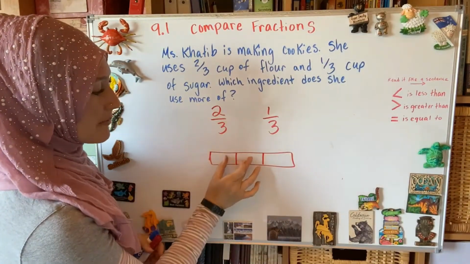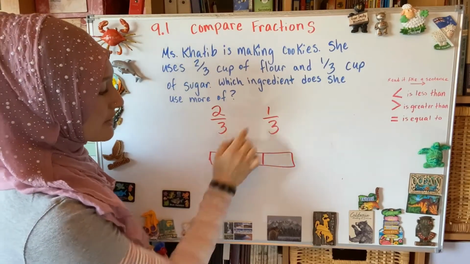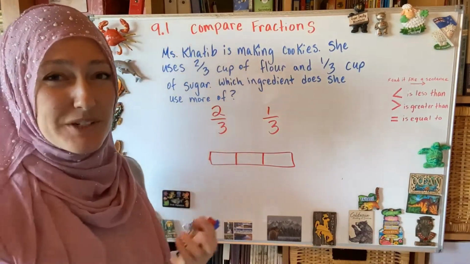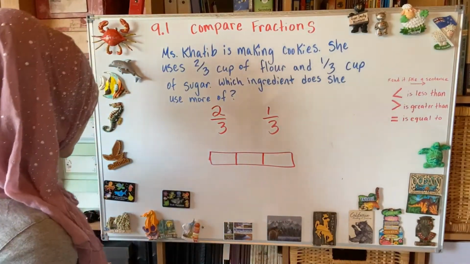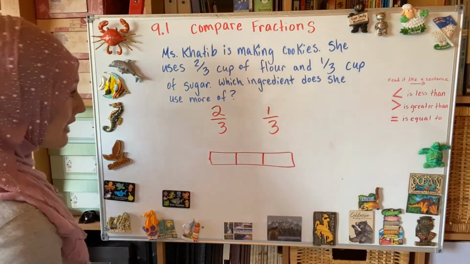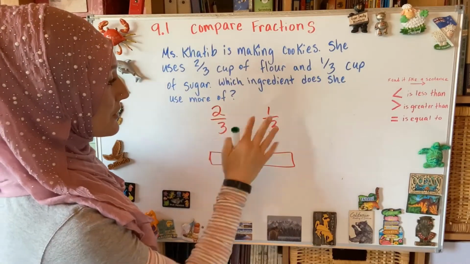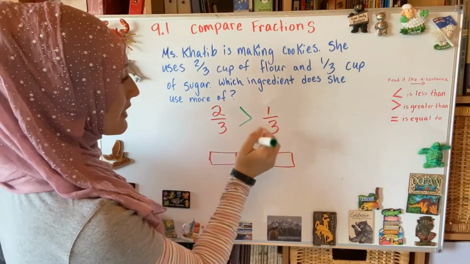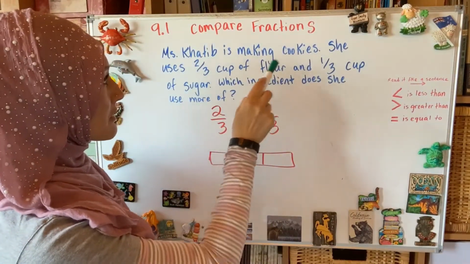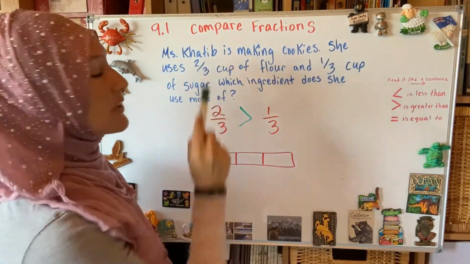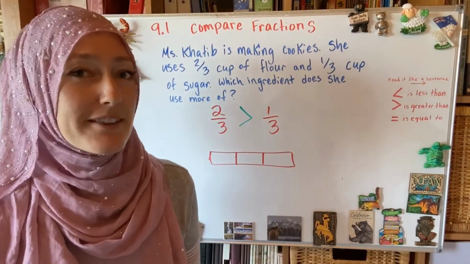So in this one, we're talking about 2 of them. And in this one, it's only 1 of them. So it's really easy to compare them when the denominators are the same. And you would say this answer as 2/3 is greater than 1/3. And which ingredient had 2/3? The flour. So I used more flour in the recipe.